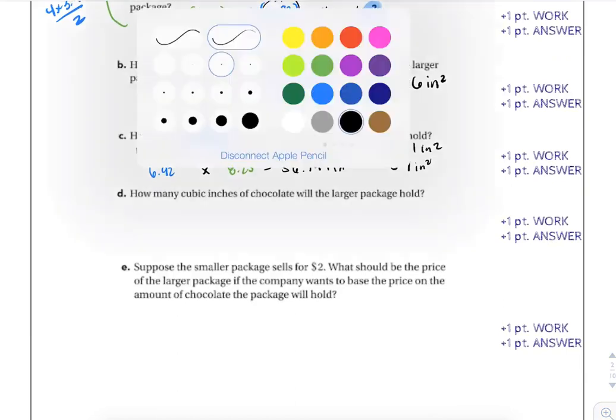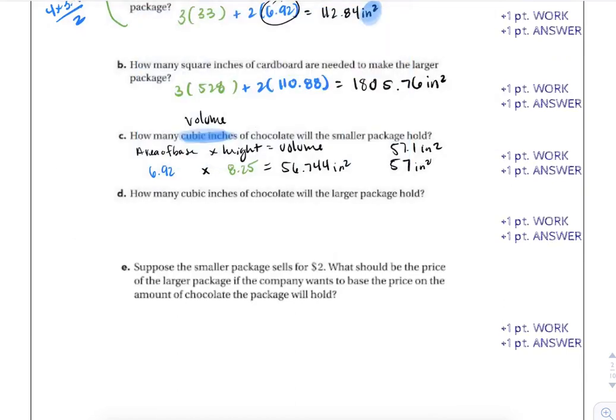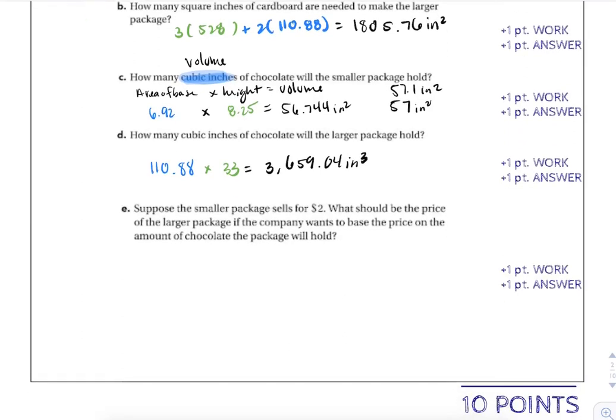Area of base. In this case, the area of the base of the big triangle is 110.88 times the height, or the distance from one base to the next, of 33, which equals a grand total of 3,659.04 inches cubed. Again, if you didn't get this or you rounded and went up to 0, no big deal. So there we go. All right.